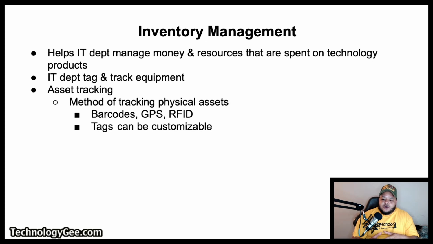And then we have inventory management. So IT inventory management helps IT departments manage money and resources that are spent on technology. IT departments typically receive equipment that has to be tagged and tracked. Asset tracking refers to the method of tracking physical assets, either by scanning barcode labels attached to the assets or by using tags that use GPS or RFID, which can broadcast their location. The tags are usually customized, with each one including the name of the organization along with a barcode or serial number. And most of the tags are made of a metallized polyester that should last as long as the computer asset is expected to be in use.